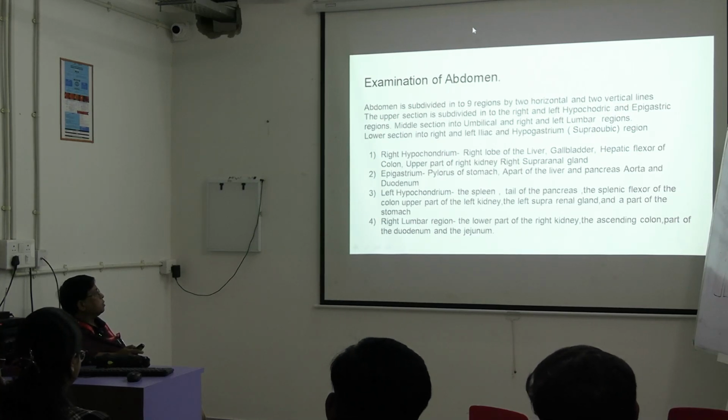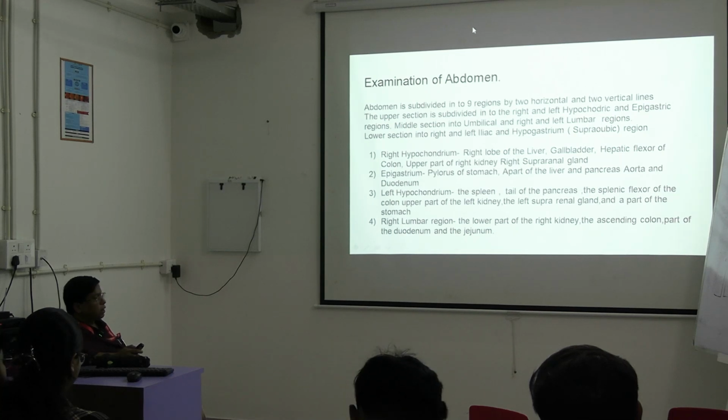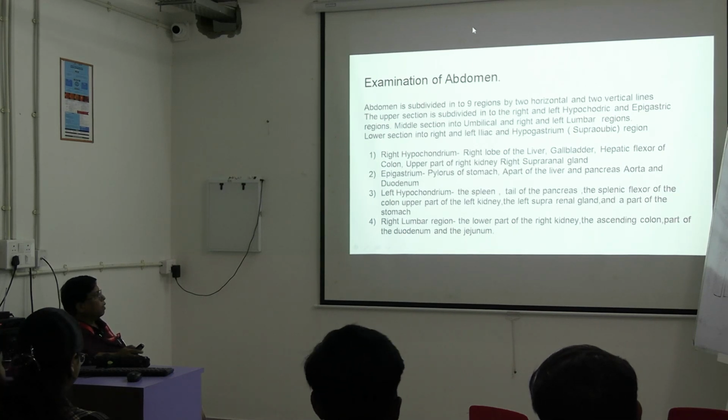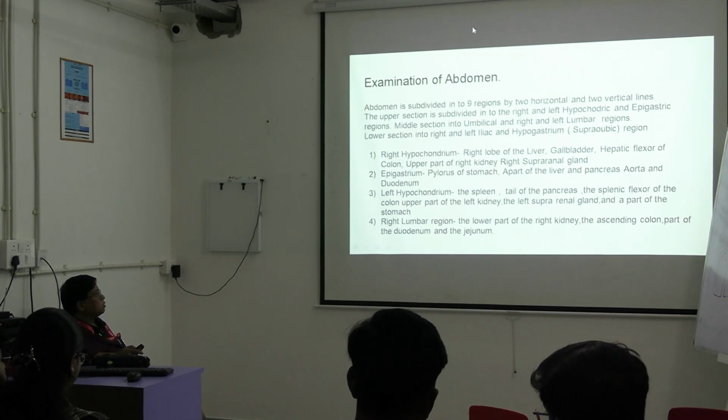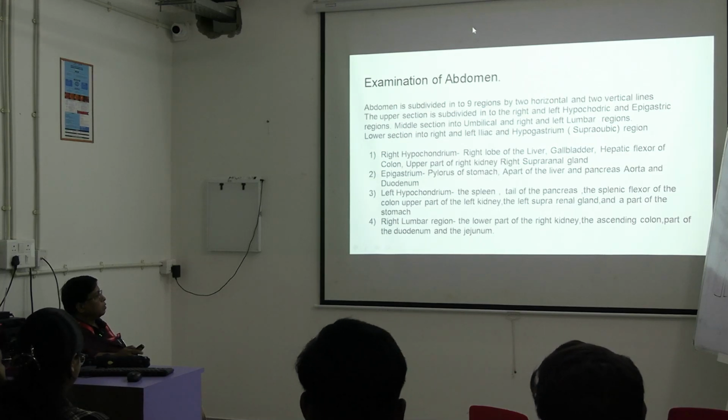Similarly, in the epigastrium, we have the pylorus of the stomach, and naturally the liver goes from right to left, so a part of the liver will be there. The pancreas is of course there, along with the aorta and duodenum. These all are the contents of the epigastrium. Then the left hypochondrium: the spleen, the tail of the pancreas, the left colonic flexure, also called the splenic flexure of the colon, the upper part of the left kidney, the left suprarenal gland and part of the stomach.